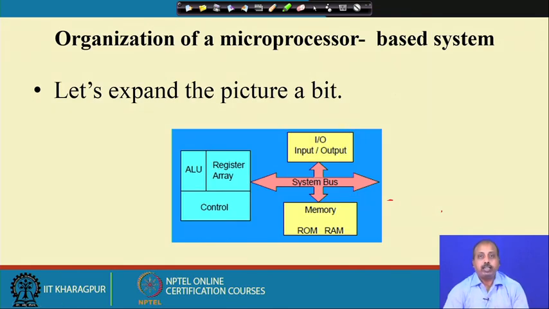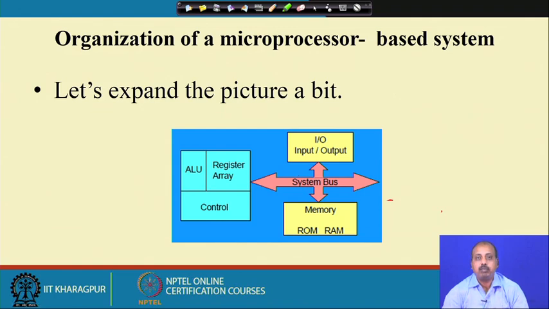If we expand the previous diagram a bit, you will see that this processor is divided into ALU, register array and control. There is a system bus to which this processor is connected, this memory is connected, and IO devices are connected. They are all connected over the system bus. So, you can assume that we have a bus.